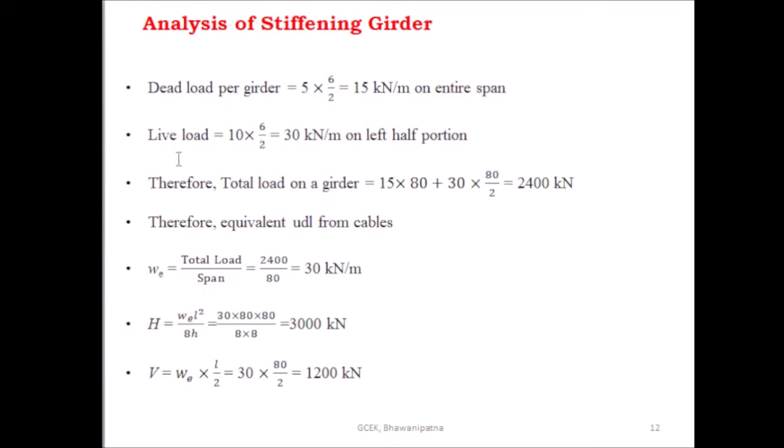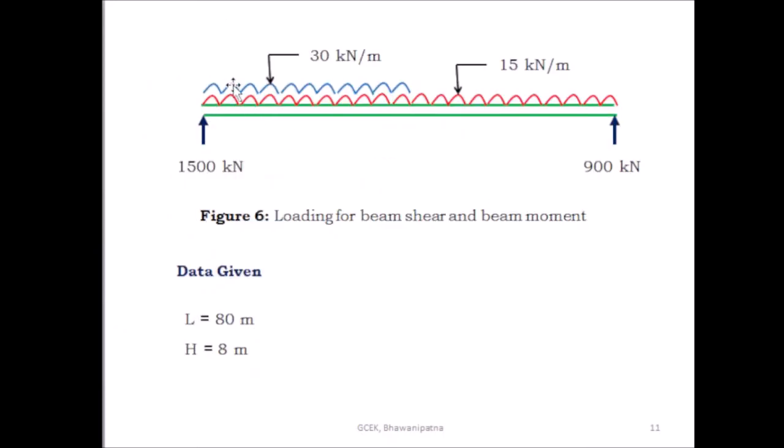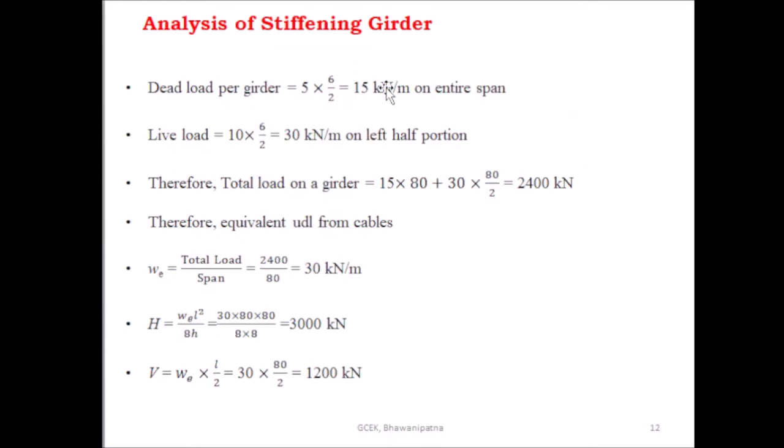Similarly, the live load is given as 10 kN/m², but what is the road width of the girder? 6 meters. So half of the road width goes to each girder. So 10 into 6/2 is equal to 30 kN/m on the left half portion. So this is the 30 kN/m load present on the left half portion.